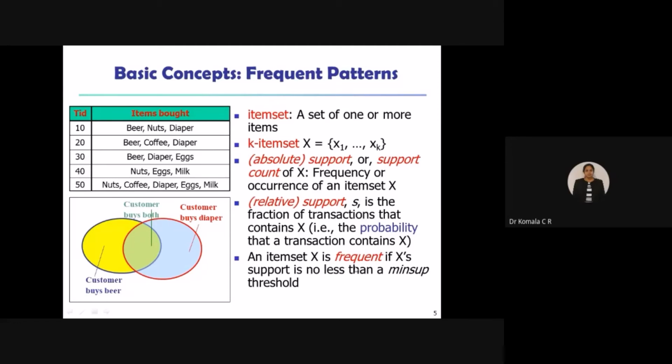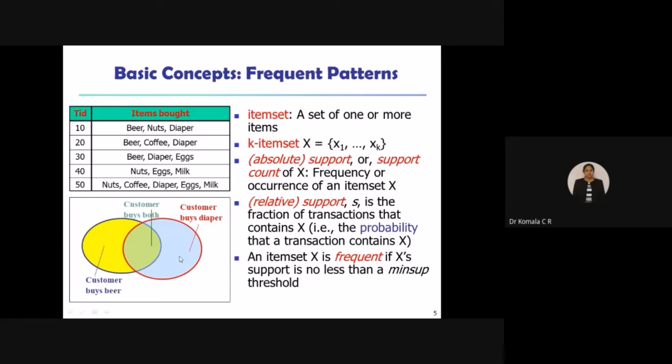So an item set X is frequent if X's support is no less than a minimum support threshold. Say for example, I give the threshold as 3. That means you can purchase beer only 3 times, not more than the 3rd time. For example, on your ATM card, debit card or credit card, sometimes they give some limitation: per day you can swipe only 3 times, 4 times, something like that. That is called a threshold, some limitation. That means you cannot use more than the value specified in the limitation.